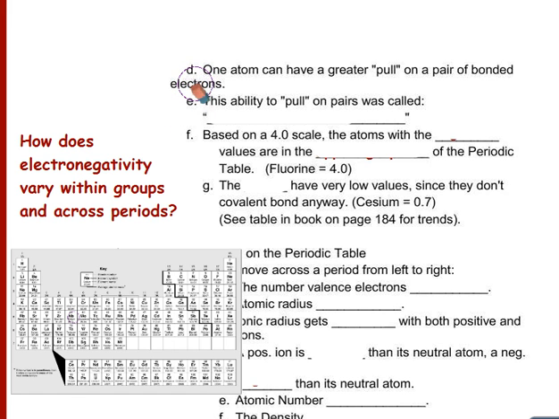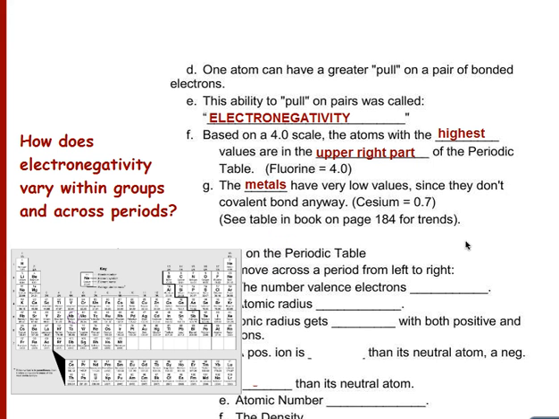Okay, and so one atom, because they're greedy, can have a greater pull on a pair of bonded electrons. Now, this ability to pull on pairs was called electronegativity by Linus Pauling. Based on a 4.0 scale, the atoms with the highest values are in the upper right-hand corner of the periodic table, with fluorine, F, being the biggest, baddest, greediest of them all. Metals have very low values, since they don't covalently bond anyway. They don't share their electrons. They give them up. They're fine.